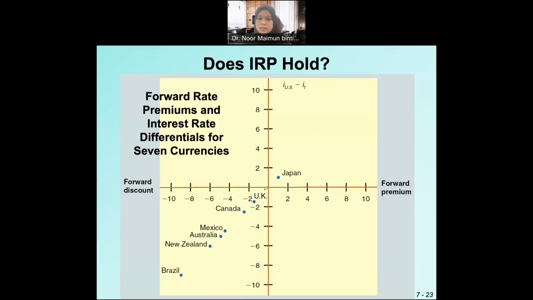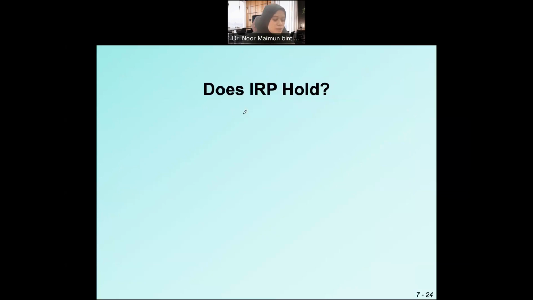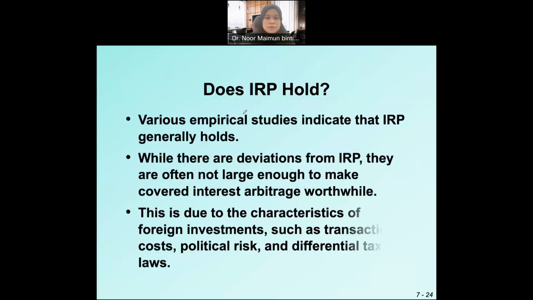We know that the parity will be at this line, so we want to know, does IRP hold? Various empirical studies indicate that IRP generally holds, based on previous studies. If you search a lot of articles on IRP, researchers normally say that IRP generally holds. While there are deviations from IRP, they are often not large enough to make covered interest arbitrage worthwhile.